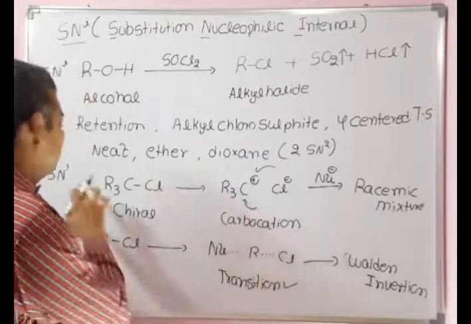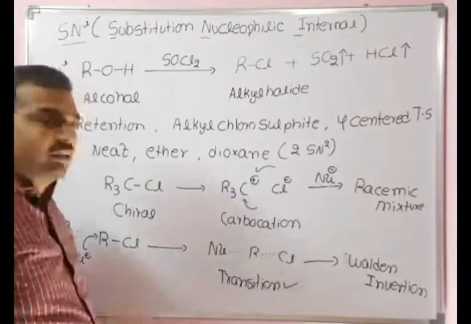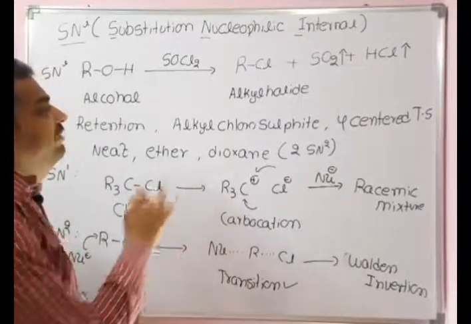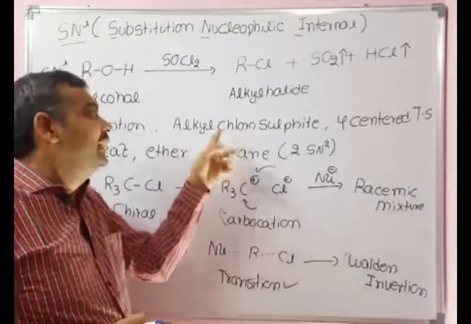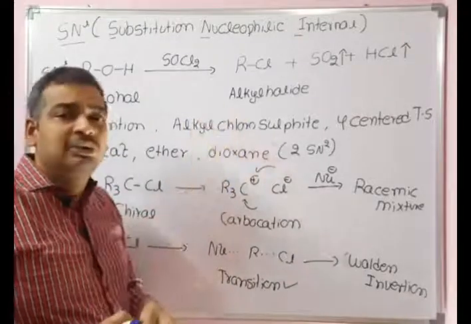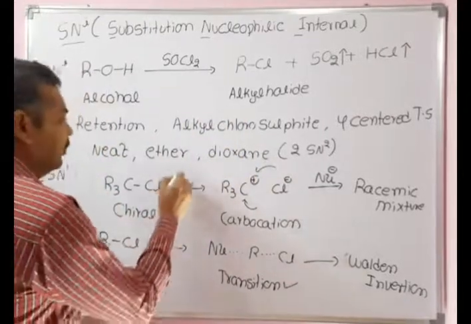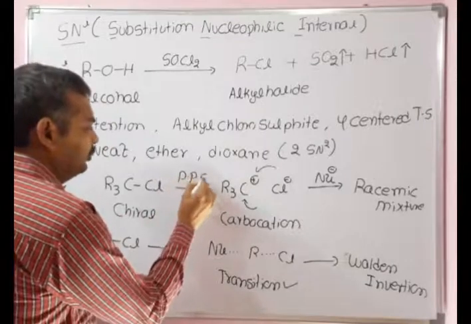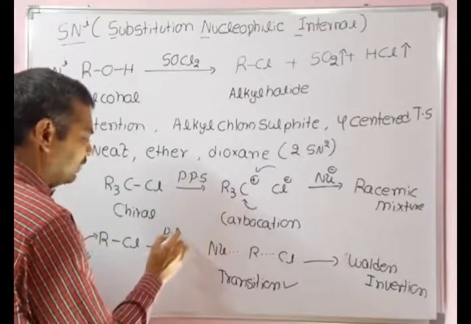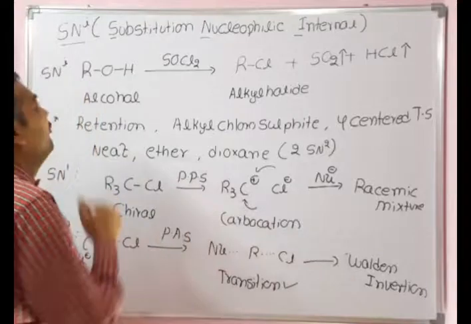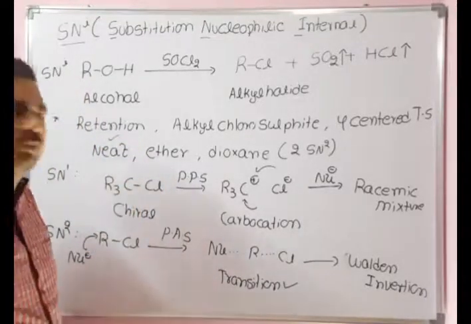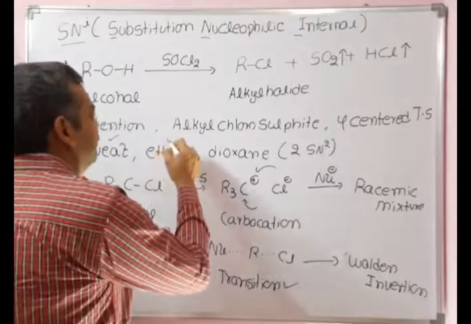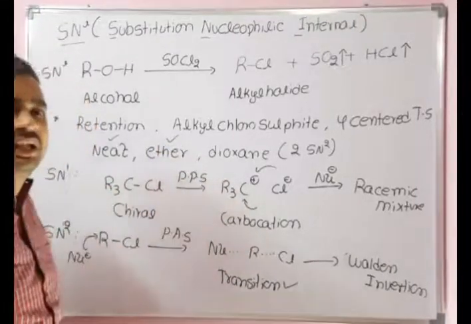Carbocation is formed in SN1. Transition state is formed in SN2. Whereas a four-centered transition state is formed in SNi, and the intermediate formed is alkyl chlorosulfite. Polar protic solvent is generally used in SN1, polar aprotic solvent in SN2, whereas in SNi, we can perform the reaction neat, without solvent, or in ether as a solvent.